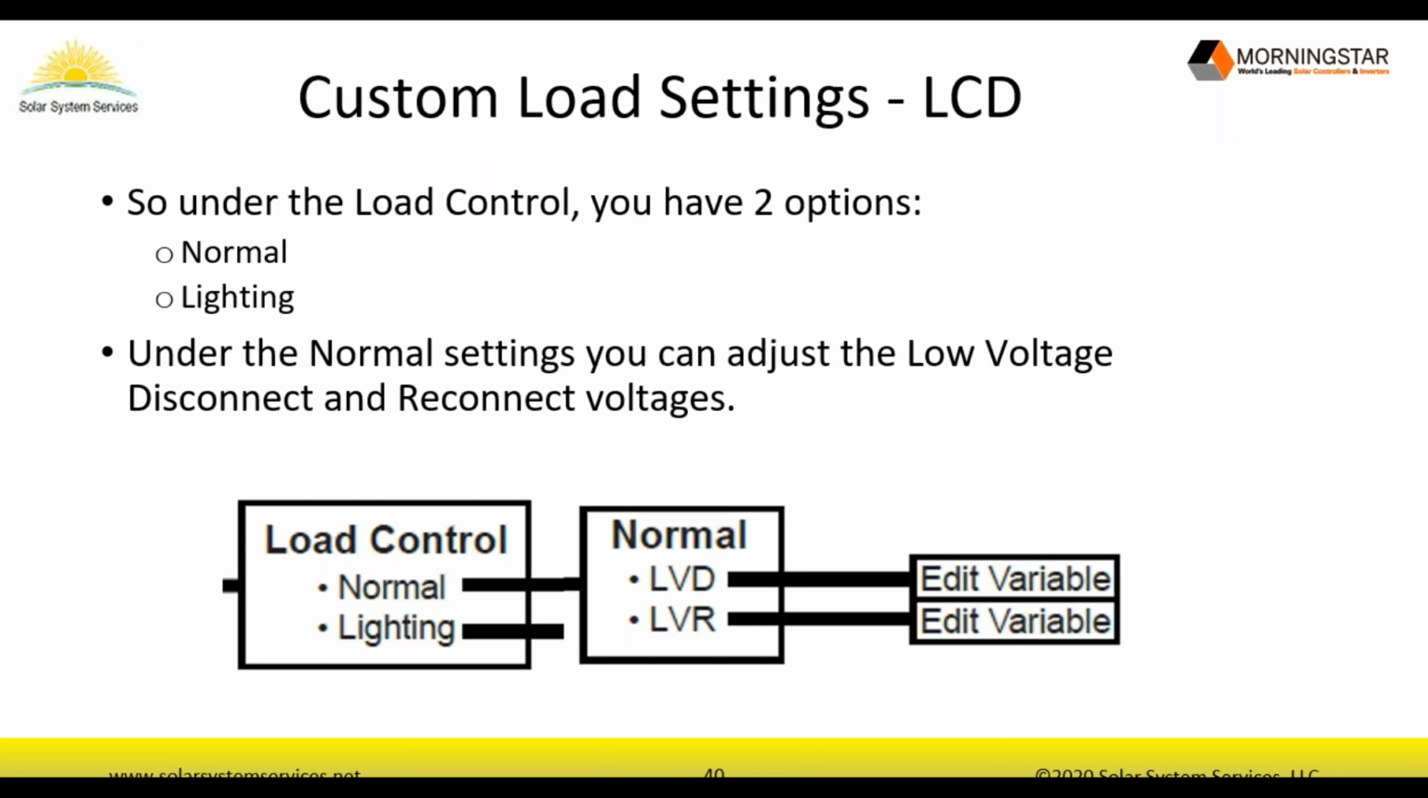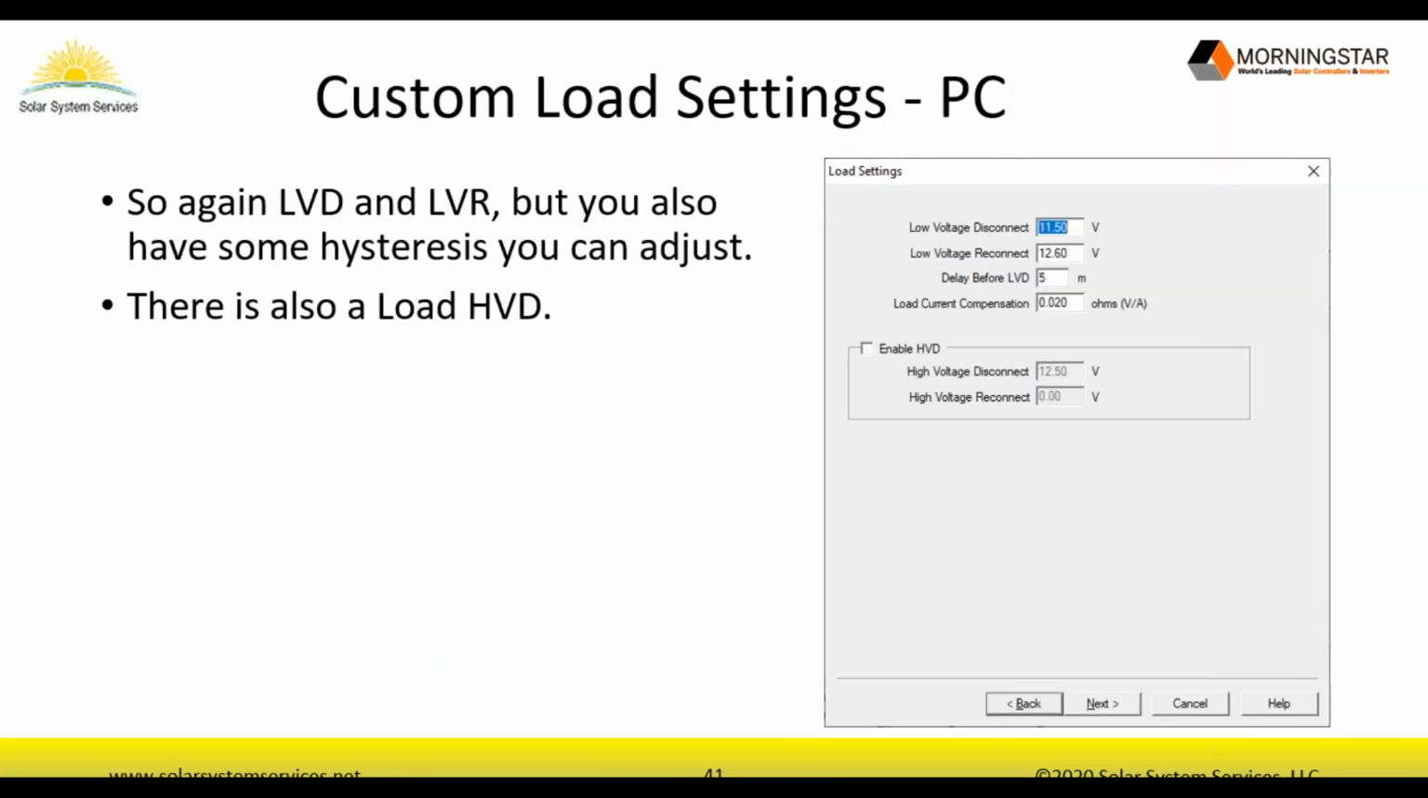Okay, if we go over to the load settings, again, we have a whole bunch of options here as well. This is going to get split up into normal and lighting control. Under the normal, you pretty much just have your low voltage disconnect and your low voltage reconnect, and you can adjust those voltages as you need to. We'll get into the lighting control in a minute because that gets a bit more complicated. If you're going to do it via the computer, it looks like this. Again, nothing too complicated. And there's that high voltage disconnect feature I mentioned before, but instead of doing that, I'd recommend just limiting your battery voltage.